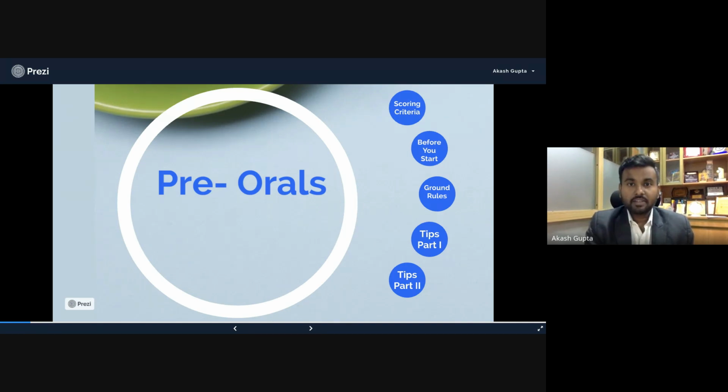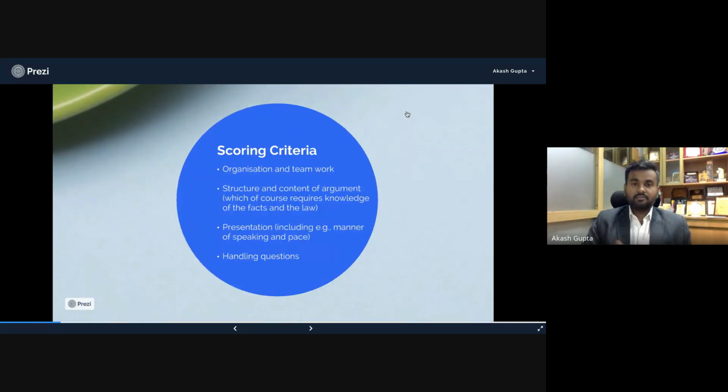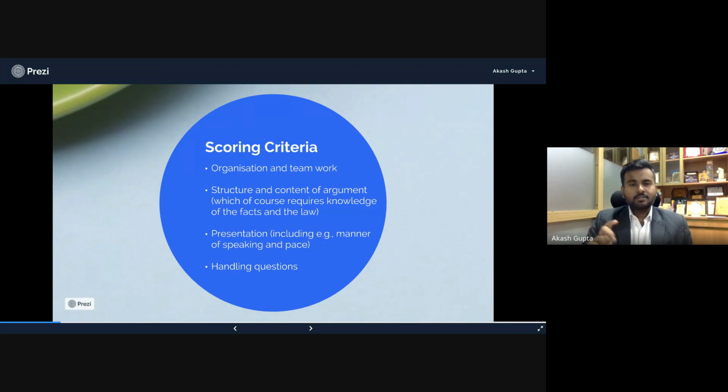Now, if we look at the pre-orals, let's start with the first point: scoring criteria. Usually, the scoring criteria in different moot competitions are pretty much similar, but the majority of the moot competitions have these as criteria. One is organization and teamwork. Two is structure and content of argument, which is more like the legal part of the argument. Three is the presentation. When I say presentation, it's all about oral advocacy. It does not mean the number of cases that you use, whether it was 2024 judgments or 2001 judgments. Presentation is more like your advocacy, how convincing you were.